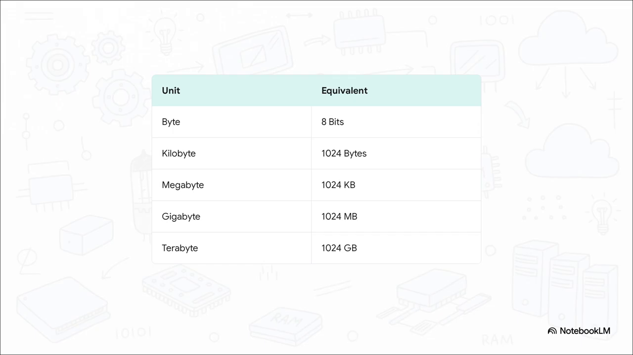From there, it just scales exponentially. You jump up by factors of roughly 1,000 into kilobytes, megabytes, gigabytes, all the way up to those massive terabytes and petabytes.